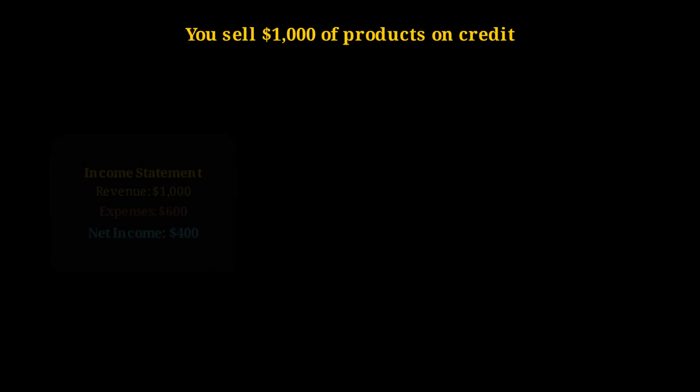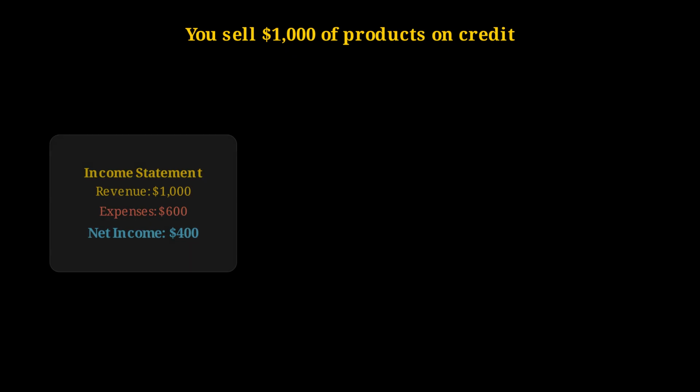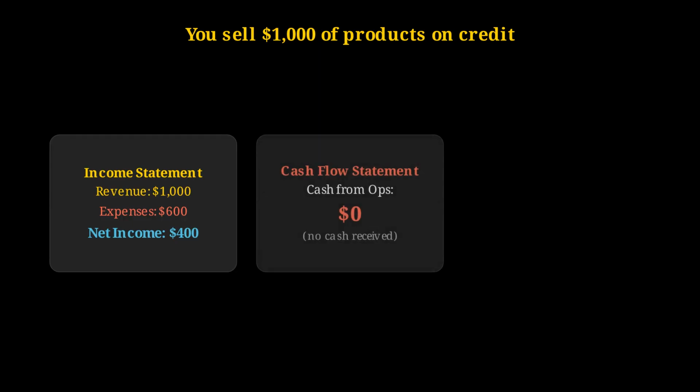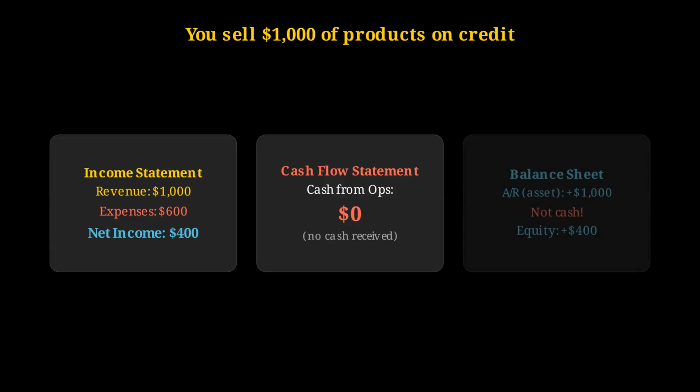Here is why net income and cash are different. Imagine you sell $1,000 of products on credit. Customers will pay in 30 days. Your income statement shows revenue of $1,000. If your expenses are $600, net income is $400. You made a profit. But did you generate cash?